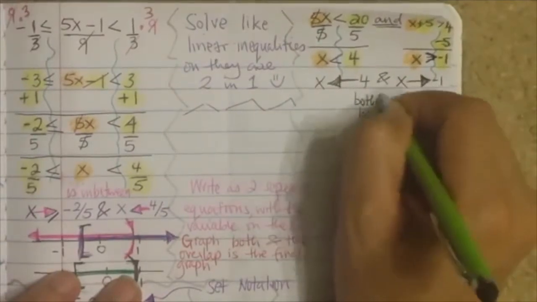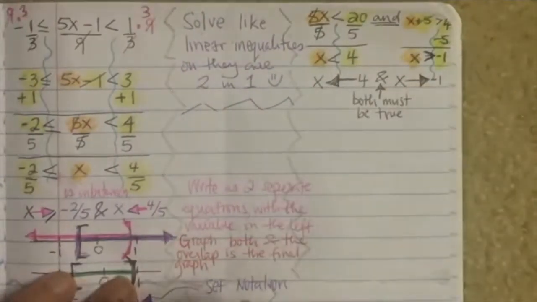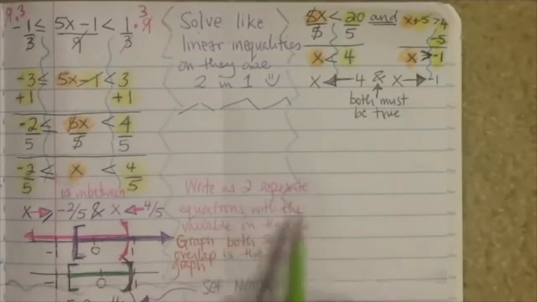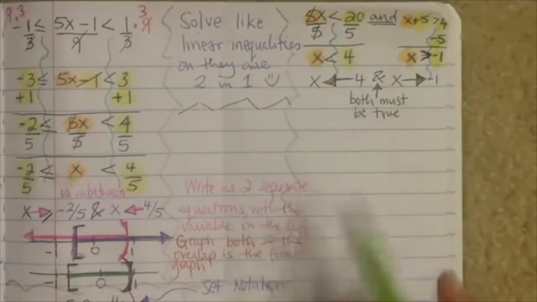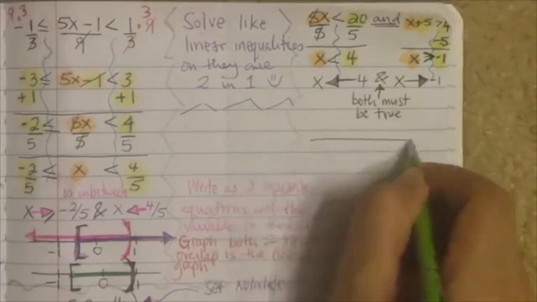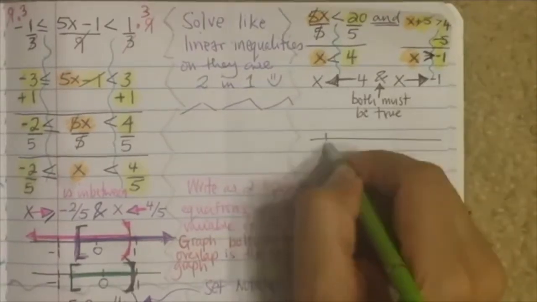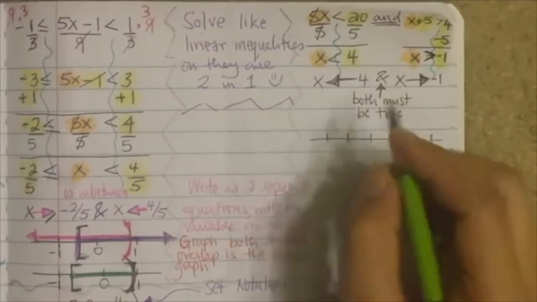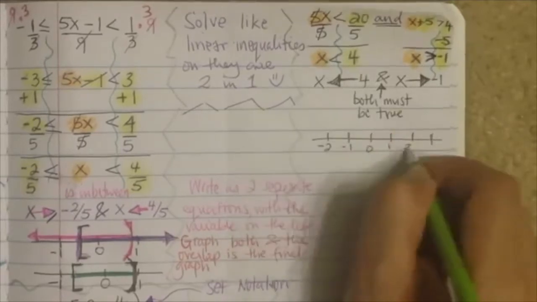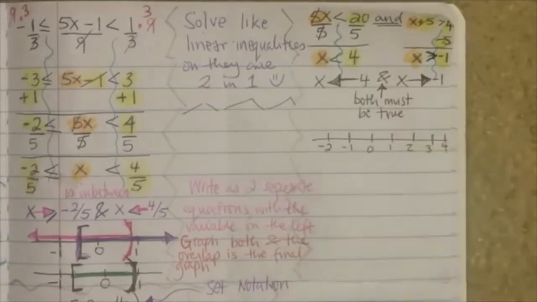Alright, so both must be true. Because of that and, both must be true. So x is less than 4 and x is greater than negative 1. We're going to go ahead and graph the two separate equations with the variable on the left. So start negative 2, negative 1, 0, 1, 2, 3, 4.